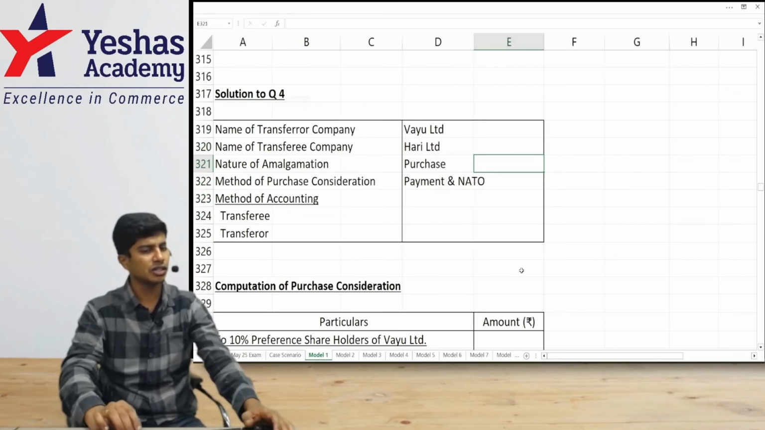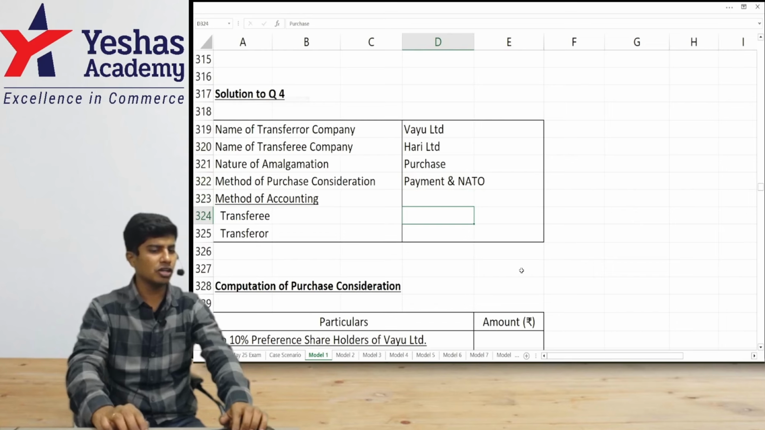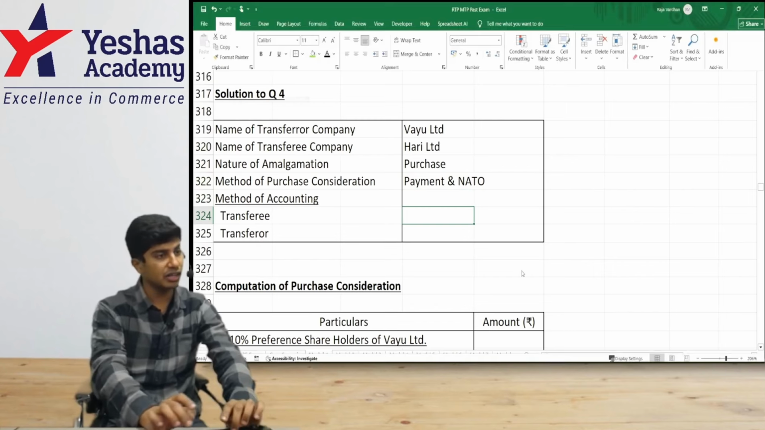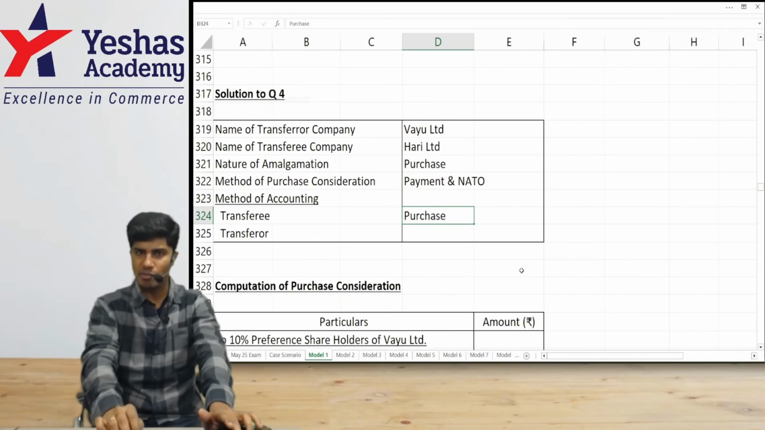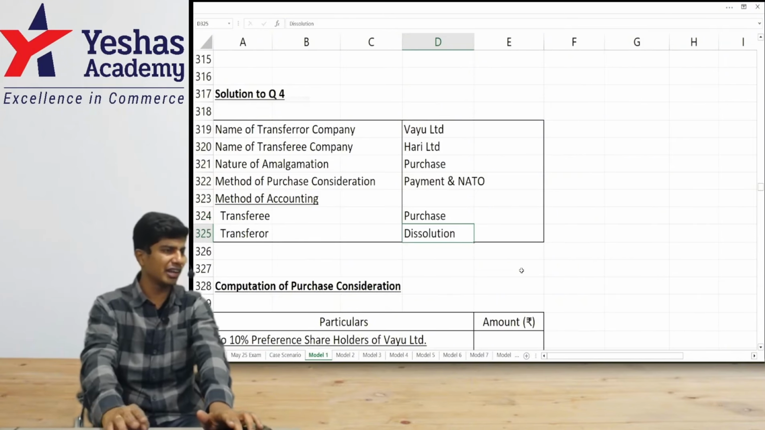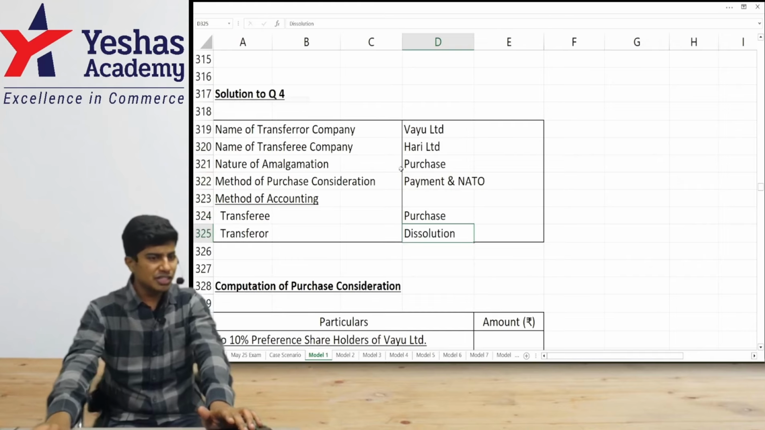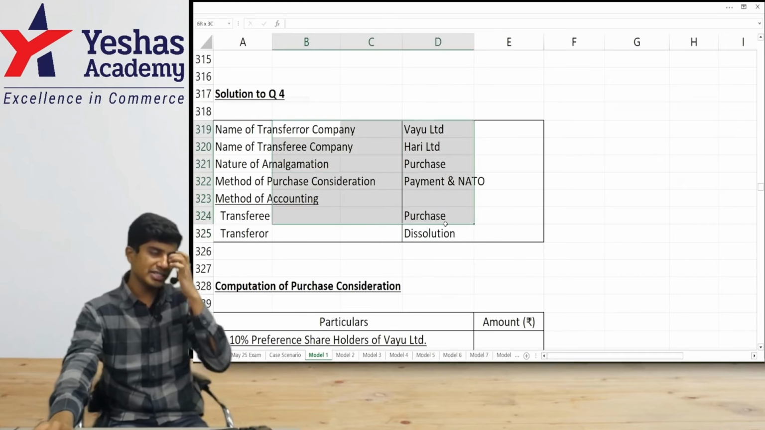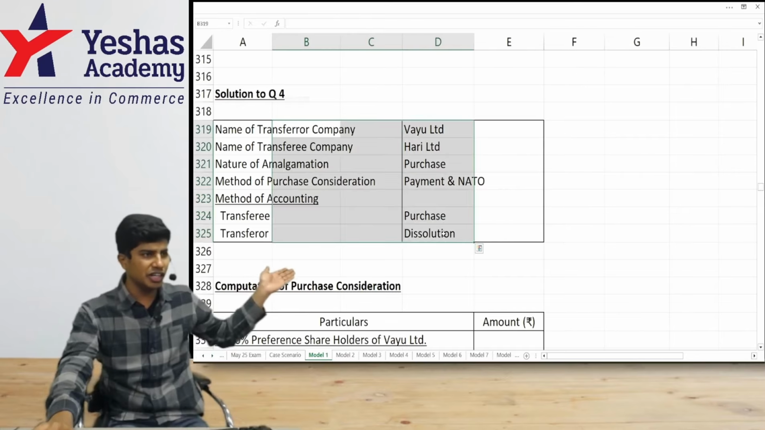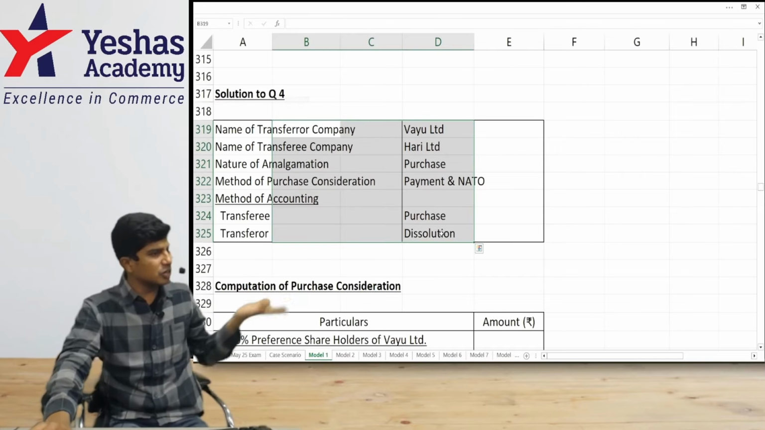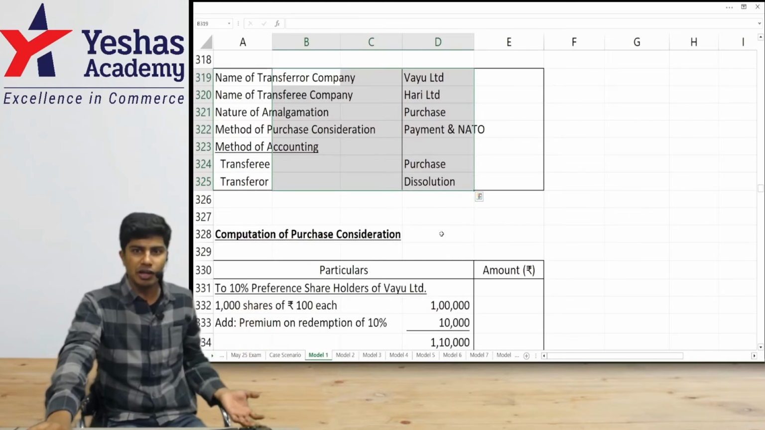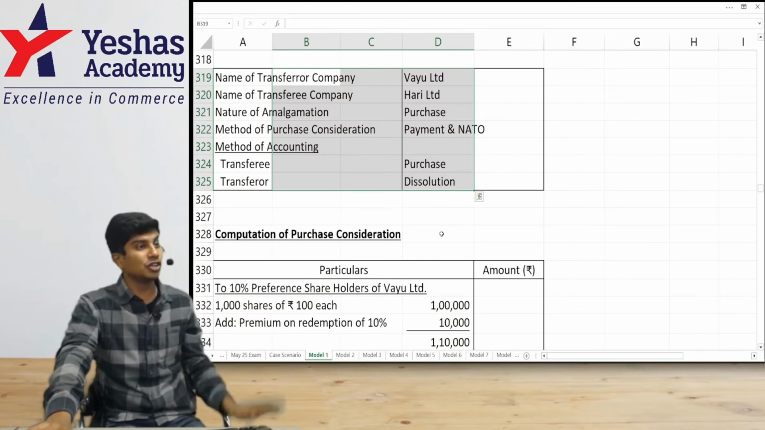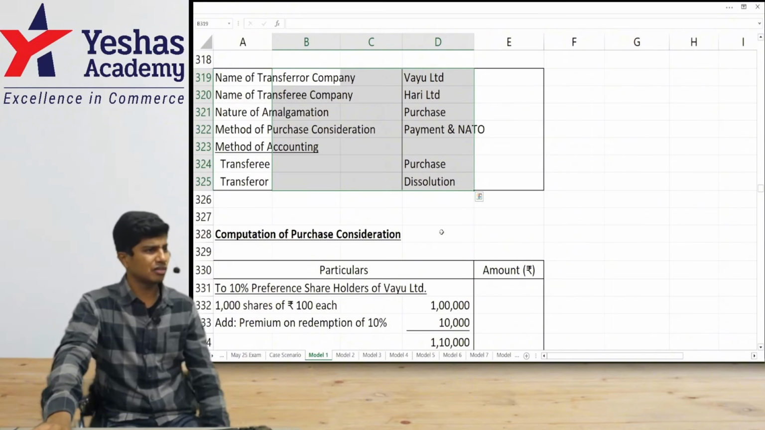I hope you understood. Then method of accounting: because it is purchase, in the books of transferee we will follow purchase method. In the books of transferor, irrespective of nature of amalgamation, it will anyways be dissolution, realization, or liquidation. This is only a disclosure requirement as per Accounting Standard 14. For writing this, you will not be given any marks, and for not writing, you will not lose any marks. But writing it will give you a better hold on the topic. The evaluator also will feel like you know the topic much better than the rest. It's an impression.